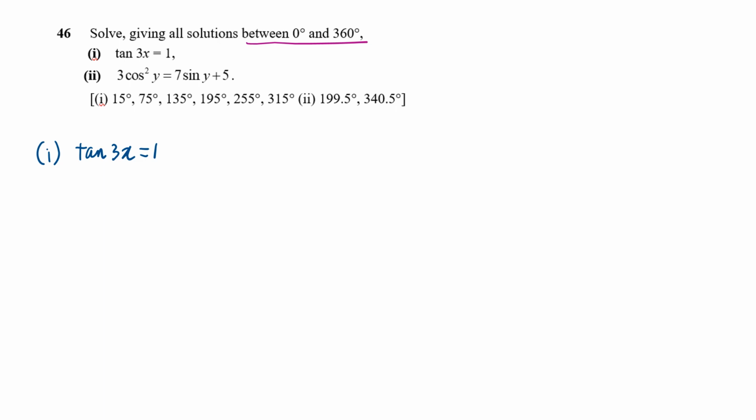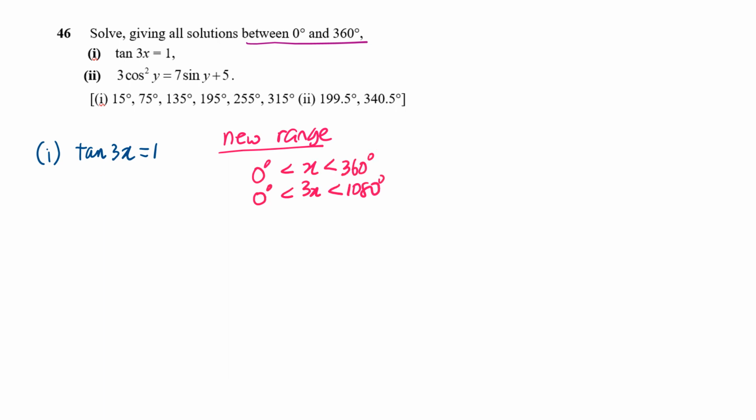All right, what's the next thing we do? Yes, find the new range, right? In this case, you're supposed to solve giving all solutions between 0 degrees and 360 degrees. When you say between 0 degrees and 360 degrees, it means it does not include 0 and 360. Anything between it, that means more than 0, less than 360. This is what it means. So find new range.